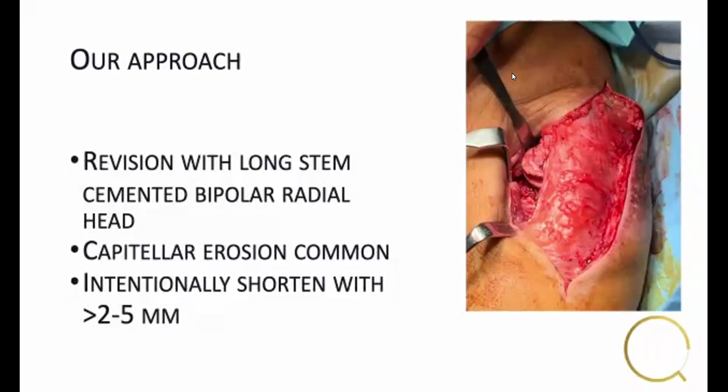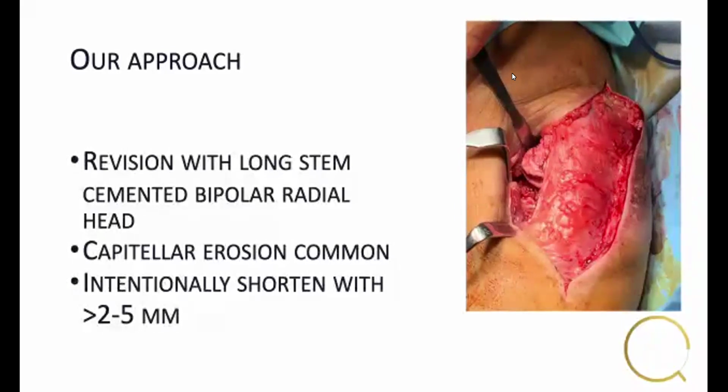Our approach now is to revise: we remove the failed implant, or if it's already been removed, we revise with a long stem cemented bipolar radial head. We see capitellar erosion in all of these patients, so what we decided to do was to under-lengthen the radial head, or the radius. We deliberately shorten it by 2 to 5 millimeters.